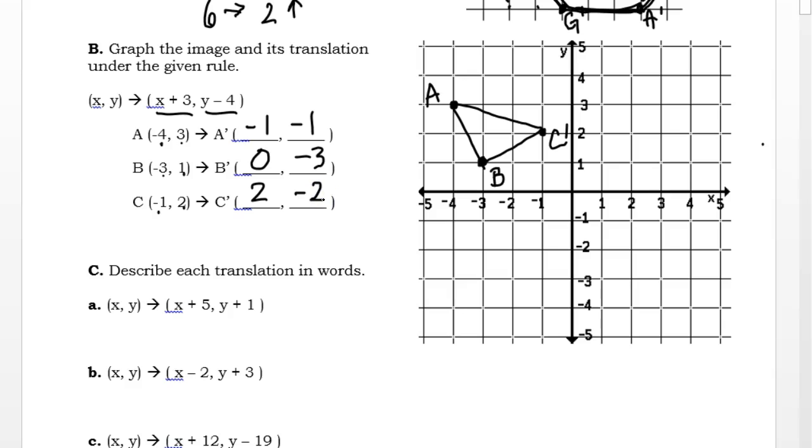And then I can plot these 3 points, and then I'll see a translated image. So we'll be at -1, -1, that's 1 left and 1 down, will be my new A. 0, -3 means 0 left and right, and then 3 down, that'll be my new B. And letter C is 2, -2, that's 2 to the right and 2 down. And if we connect these 3, we have our second image here.